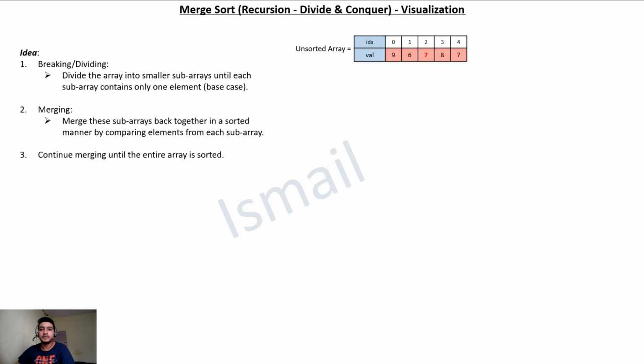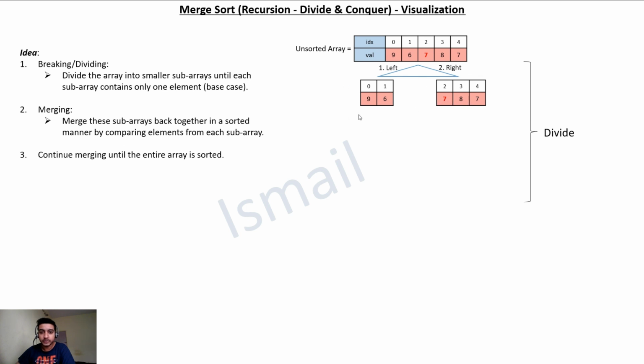Let's start with an illustration. Given an unsorted array of length 5. The first step in merge sort is to divide this original array into smaller sub-arrays until each sub-array has only one element. Here's how we divide it step by step. The length of this original array is odd, so we divide it unevenly. The left subarray gets the first two elements and the right subarray gets the remaining three.